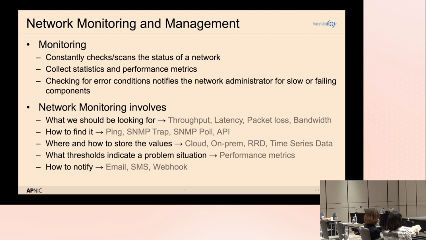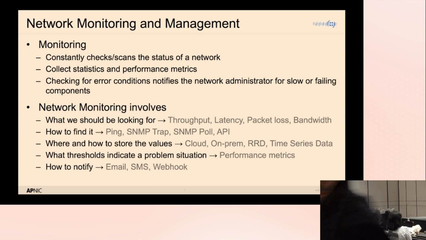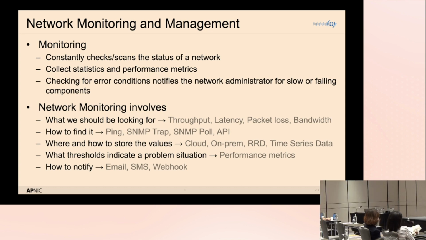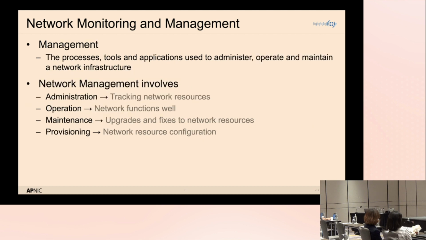And what thresholds indicate a problem? Obviously, that's performance metrics. And lastly, who do we notify, and how do we notify them? What are the available means to send these alerts and contact the relevant administrator or relevant party? Is it via email? Is it via SMS? Is it via webhooks, system alerts, etc.?